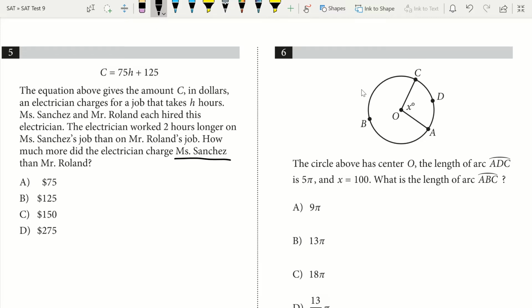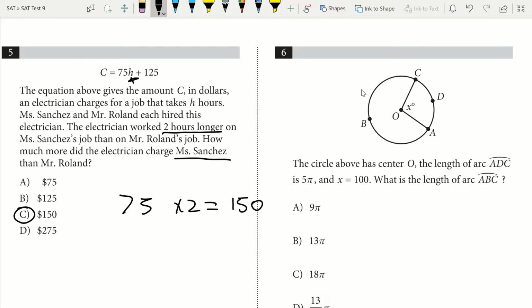All right, well, we have 2 hours longer is how much this electrician worked on Ms. Sanchez's job than Mr. Rowland's. So we have 2 hours times, in our equation for cost, that's $75 per hour. So that's going to give us 75 times 2 is equal to $150. So our answer there is going to be C.